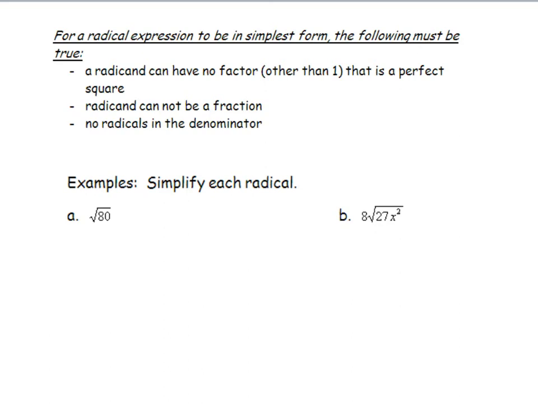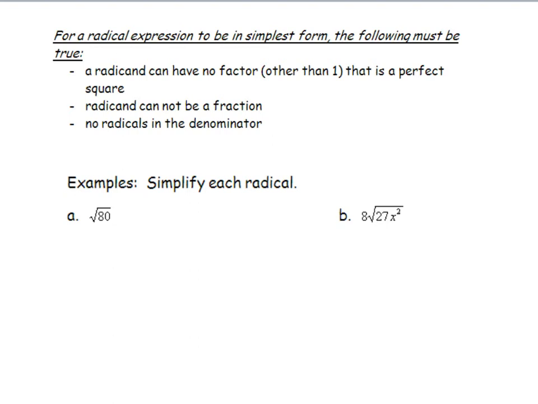The second rule says that the radicand, the thing on the inside, cannot be a fraction. So anytime you have a fraction inside of your square root, you need to take care of that. You are not allowed to have fractions inside of your square roots. The last rule says that no radical is allowed to be in the denominator of a fraction. So if I have 1 divided by the square root of 2, I cannot leave it. That is not in simplified form. That square root needs to be out of the denominator. And I'll show you how to work through that with an example later on.